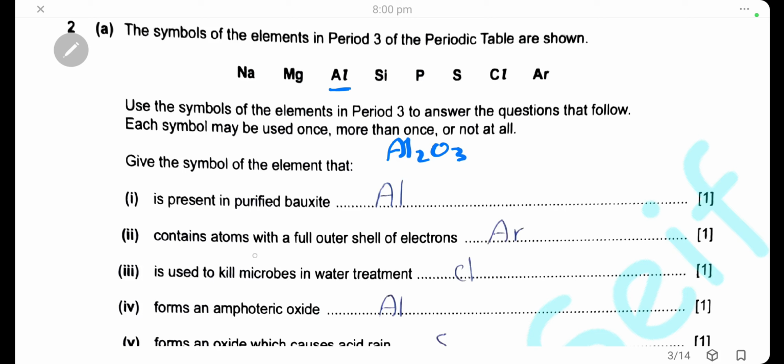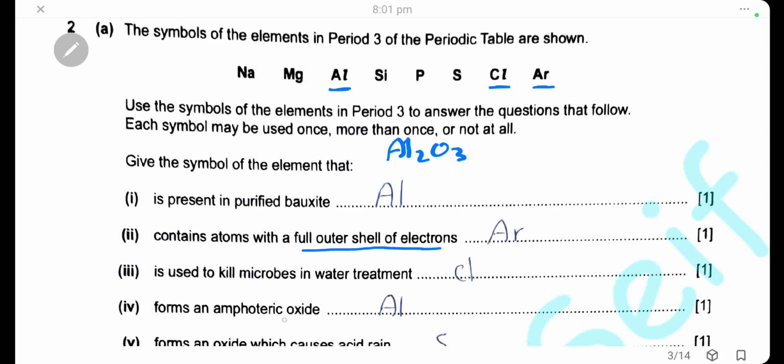Which element contains atoms with a full outer shell of electrons? Full outer shell means 8 electrons in the outer shell, so it is an element from group 8. Here we have argon. Which is used to kill microbes in water treatment? We use chlorine as a disinfectant for water in the treatment of water, so we will write chlorine.